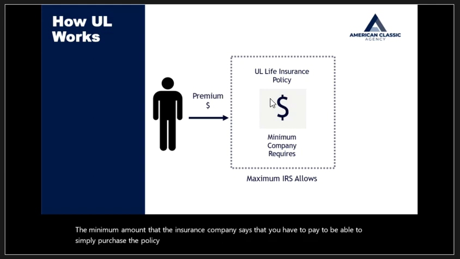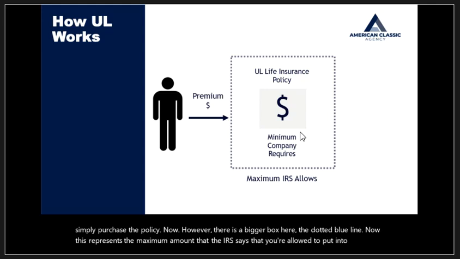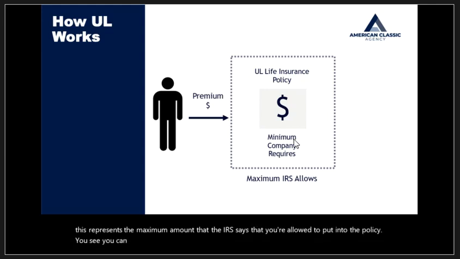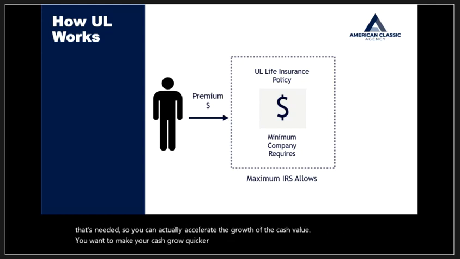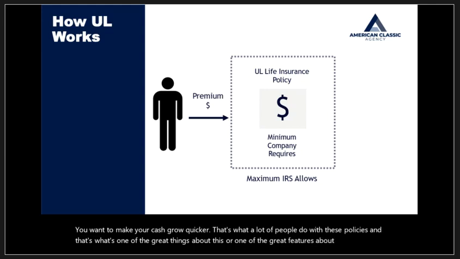Now, however, there is a bigger box here, the dotted blue line. This represents the maximum amount that the IRS says you're allowed to put into the policy. You see, you can overfund the policy, meaning you can pay more than the minimum amount that's needed. So you can actually accelerate the growth of the cash value. You want to make your cash grow quicker. That's what a lot of people do with these policies, and that's one of the great features about an index universal life.